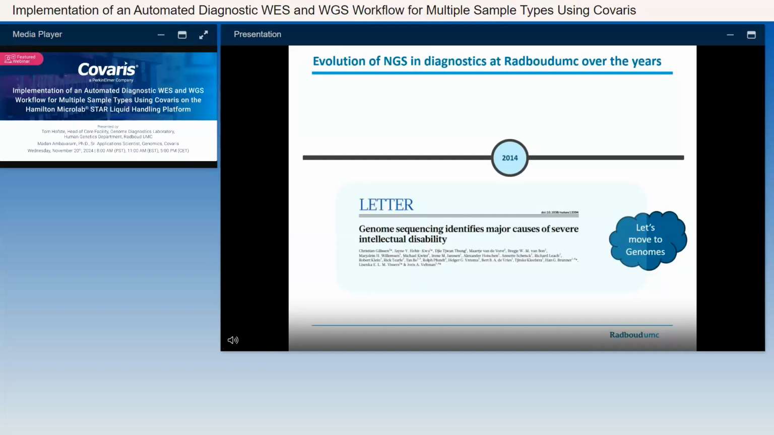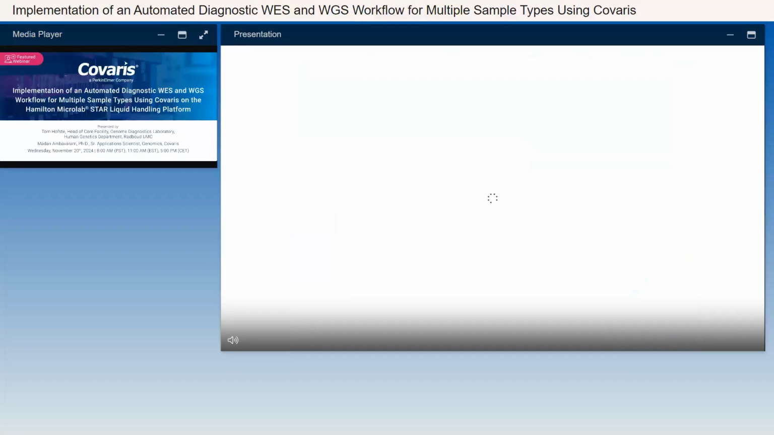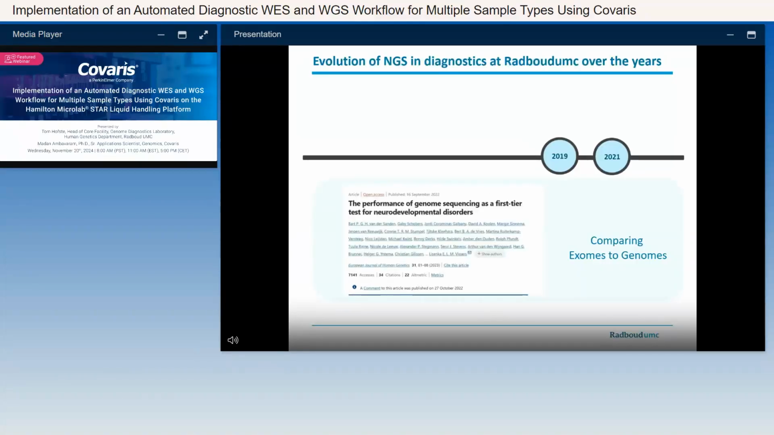In 2014, we already had a look at genomes, and at that point, genomes were quite expensive, because it's 10 years ago. But we mentioned then already, let's move to the genomes. But that took a while, and in the first comparison we did, from 2019 until 2021, we compared the exomes and the genomes with each other to see if it's possible to use genome sequencing as first tier test for specific disorders.